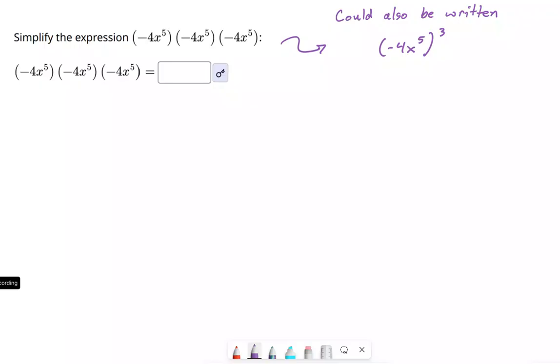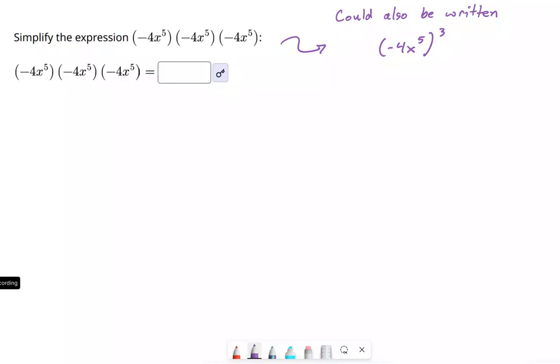And I'm just going to point out right at the top here, you could also choose to write this thing as negative 4x to the fifth inside a parentheses raised to the third power, because there are three of these identical parentheses. Now, they're not always identical, but in a case like this, you could shorthand it. That wouldn't be your answer, but it would be a nice little thing that I'm going to come back to at the end of the video.